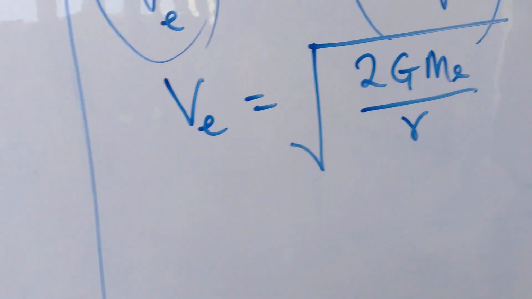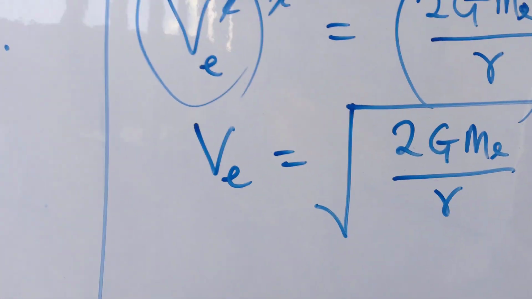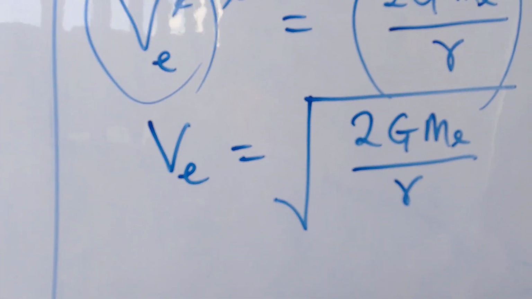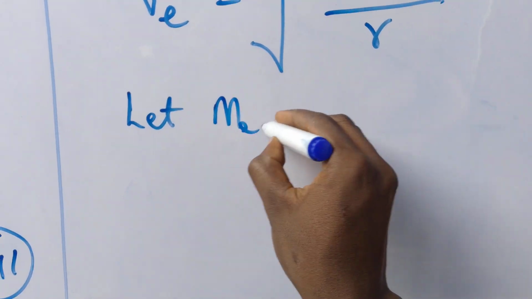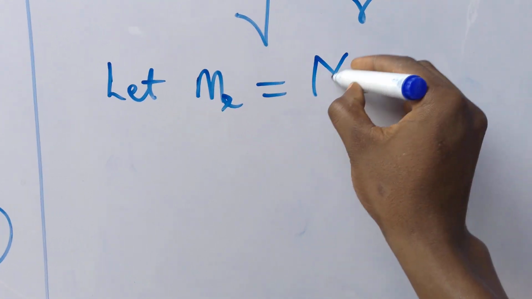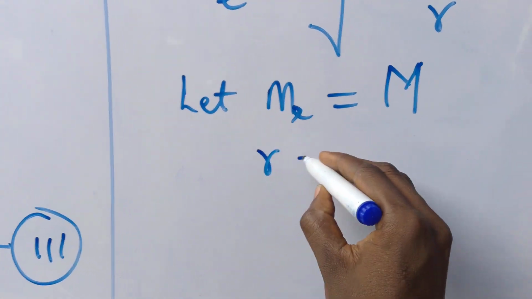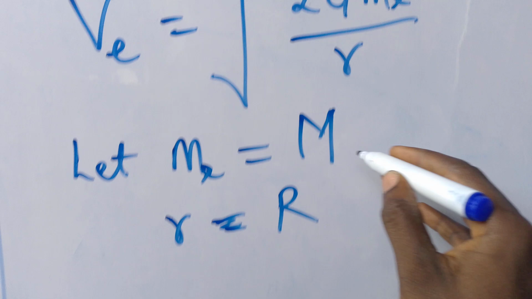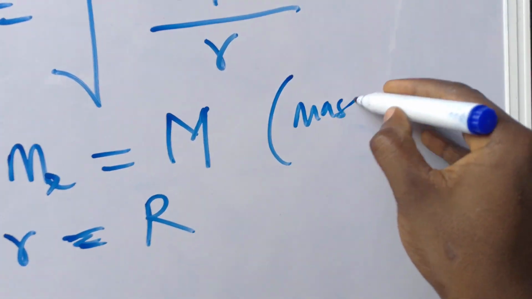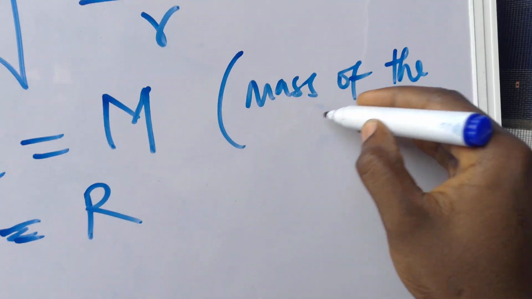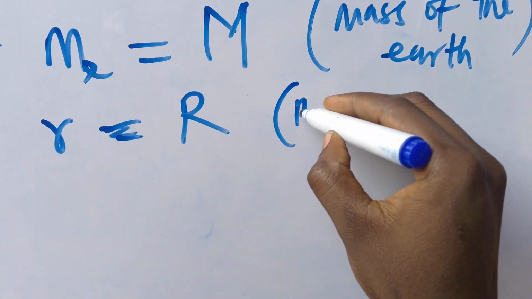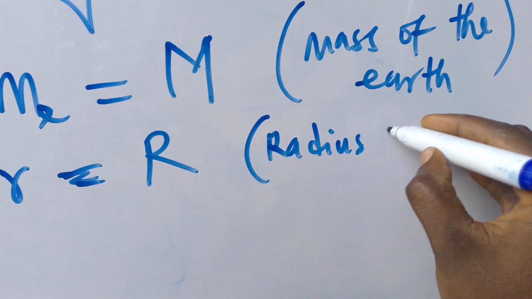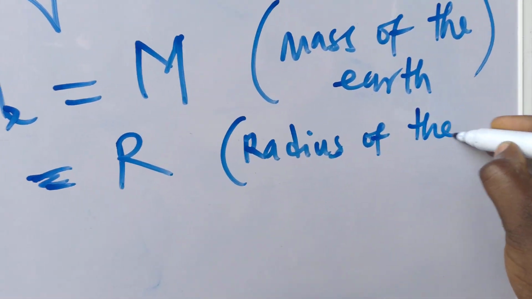Okay, so we have this. It means that, you can say, let me be equal to M, the mass of the Earth, and r is equal to capital R, the radius of the Earth. That's the mass of the Earth, and this is the radius of the Earth.